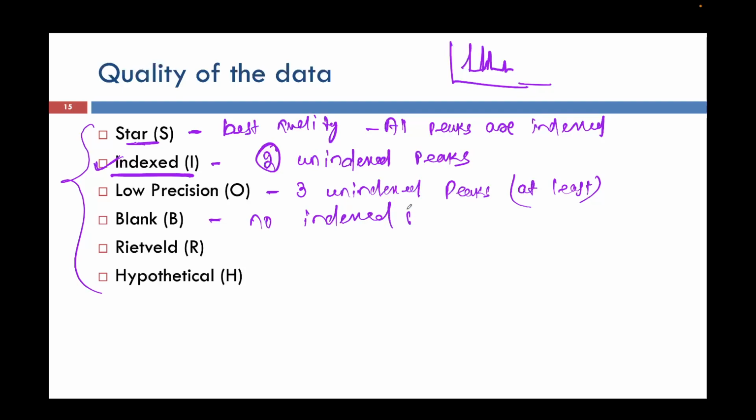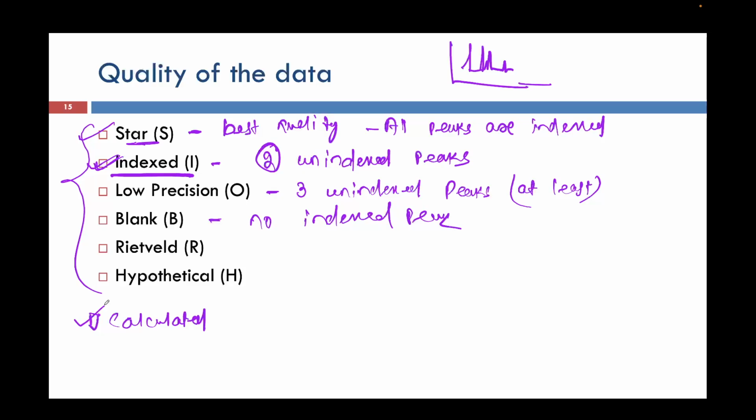Generally we stay with star, indexed, and there is also another one I had forgotten, which is called calculated. So calculated is also another quality of data. Generally we stay with star, indexed, or calculated. These are the 3 quality levels that we want our measured data to match with.